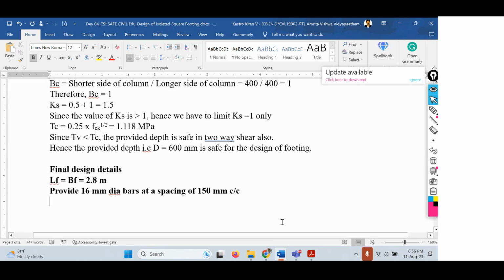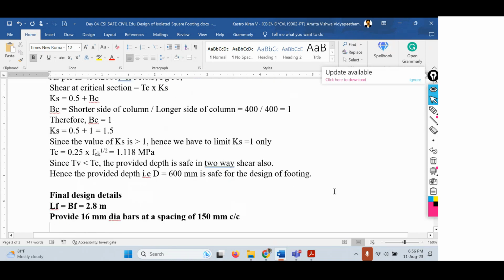In the next session, we'll be talking about design of sloped footing or combined footing. Tomorrow we don't have any class because every Saturday and Sunday are holidays. So we'll meet in Monday's session.